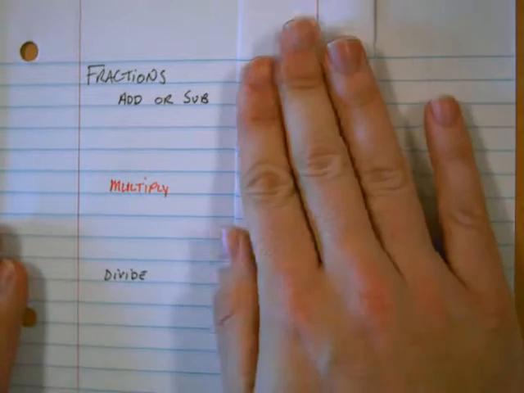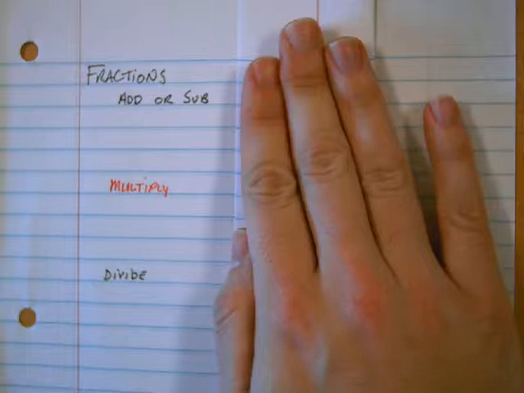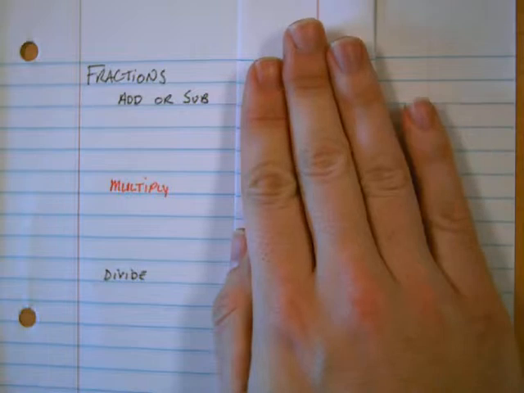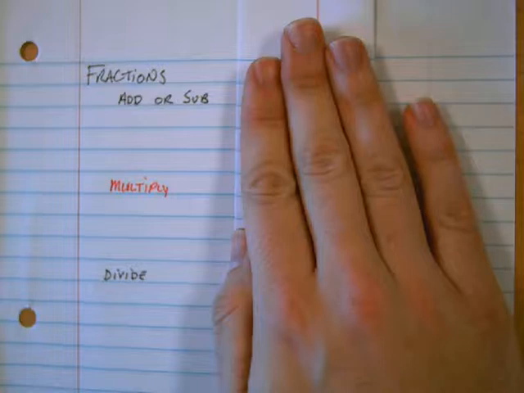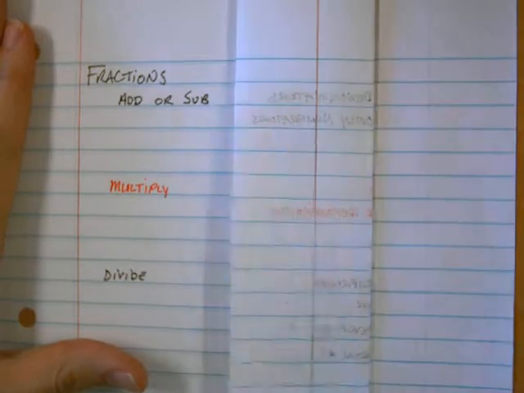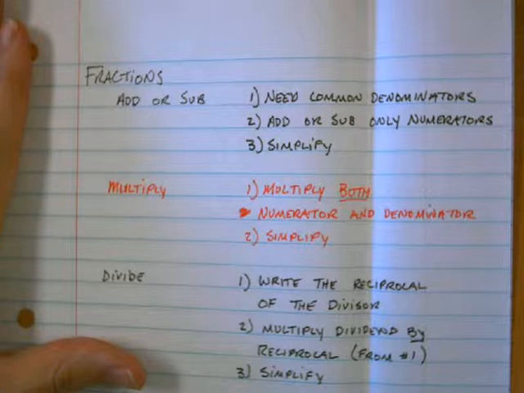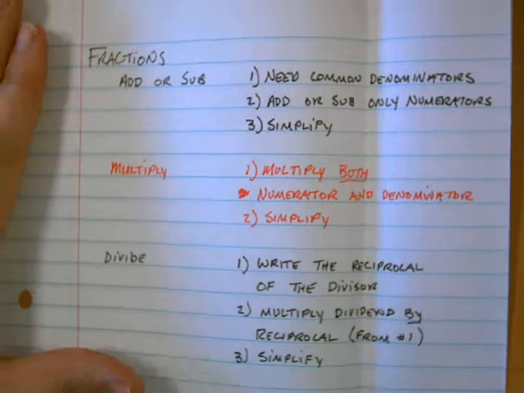Now, the trick is to try to name the steps for one of these without looking. So for instance, what are the steps for adding or subtracting fractions? Do you already know it? Try to think about it and try to name them without looking at the table. And then you're going to look at the table to see if you're right. Okay, let's look and see. Need common denominators, add or subtract only the numerators, then simplify.